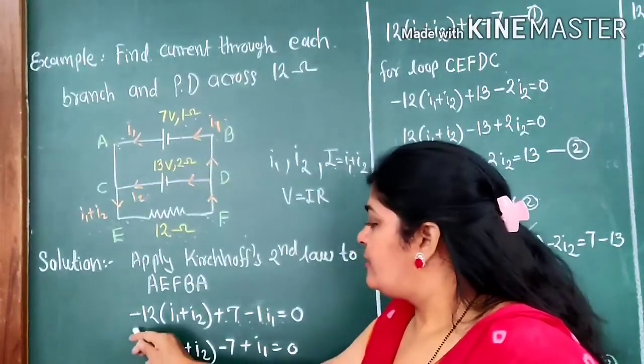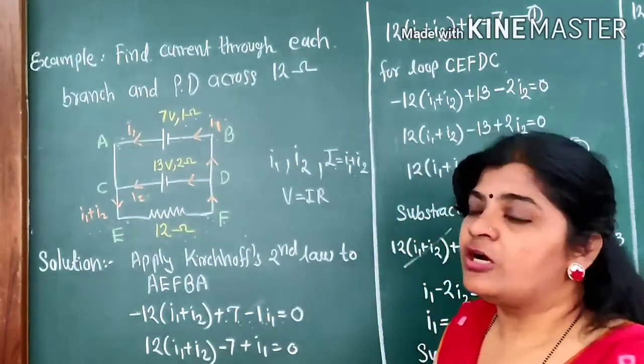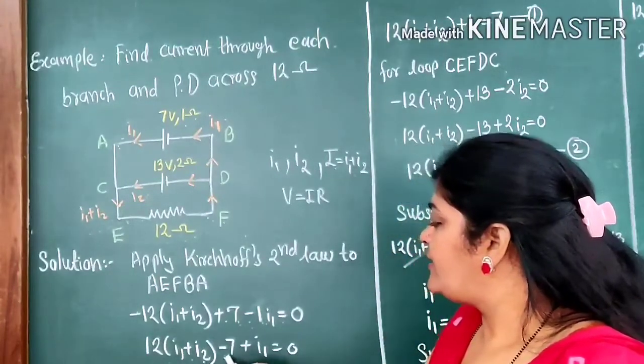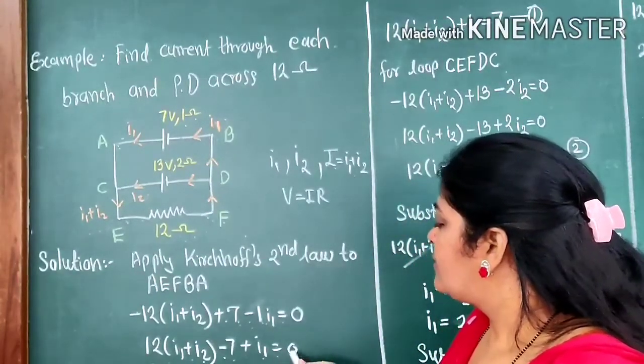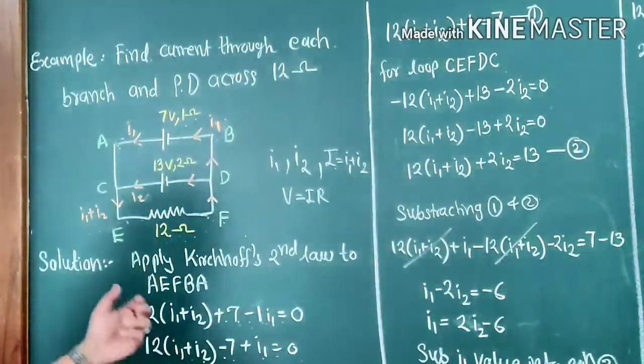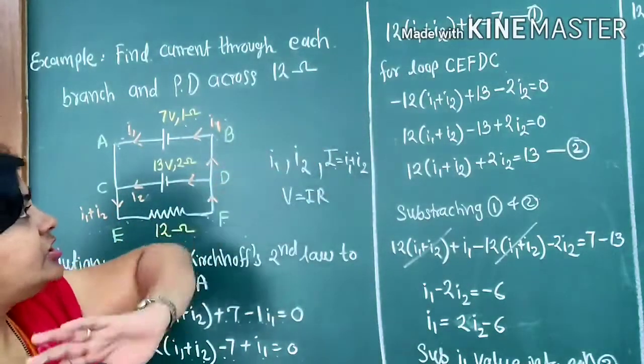Next, removing the minus sign from each term, we get 12 (I1 plus I2) minus 7 plus I1 is equal to 0. That is equation 1.